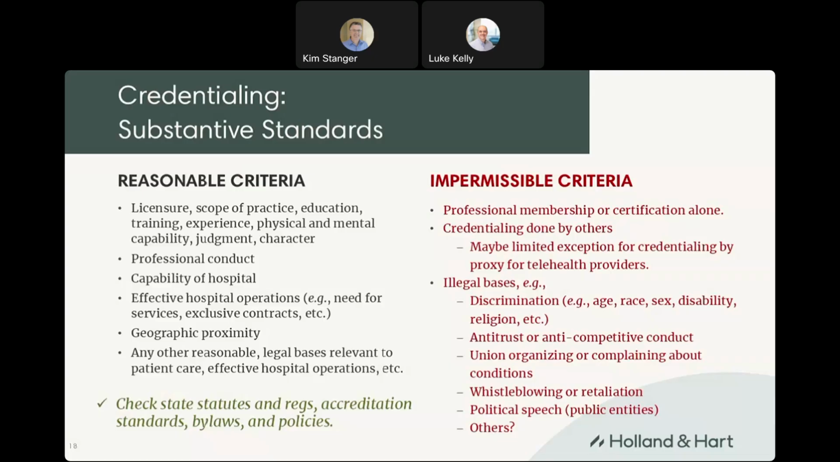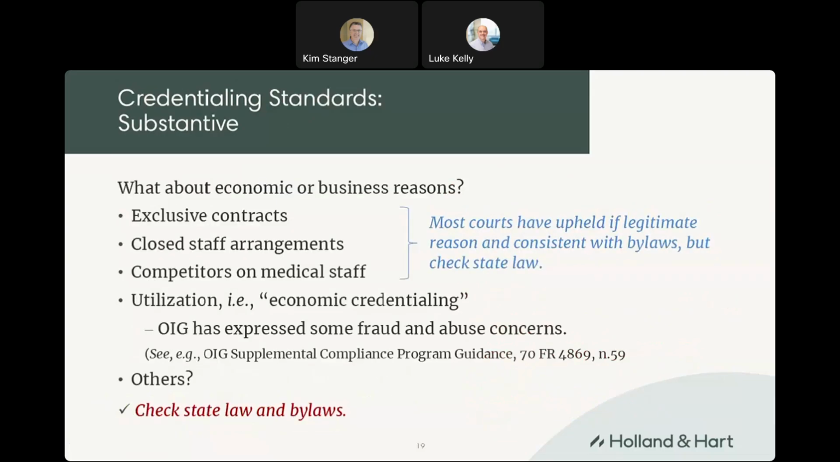And you can't engage in or rely on impermissible, illegal bases, things like discrimination on age, race, sex, disability, religion, antitrust or anti-competitive conduct, union organizing or complaining about working conditions, or whistleblowing or retaliation, political speech. If you're a public hospital, that may be prohibited. So it's kind of like hiring somebody. You can hire them or refuse to hire them for pretty much any legitimate reason, any reason at all, as long as it's not an illegal reason. Well, what about economic or business reasons?